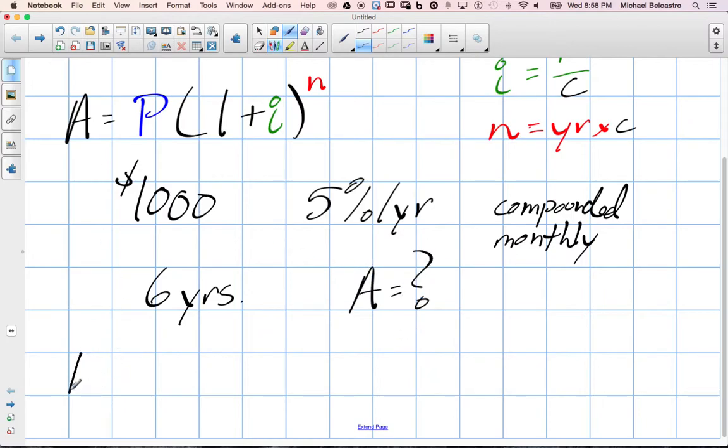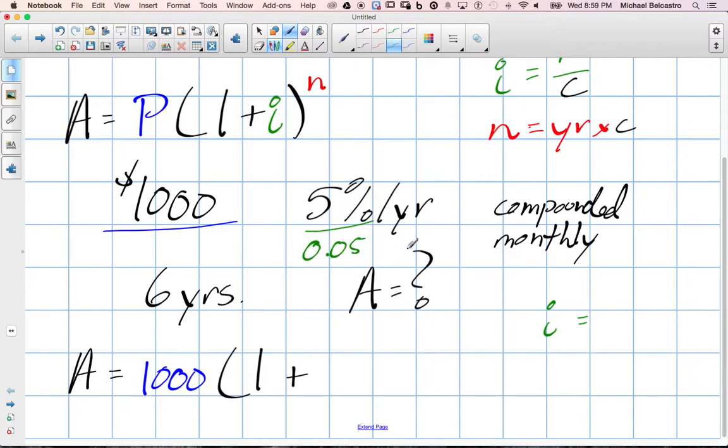Okay. So we have our A. What's our principal here? $1,000. So we have our $1,000. Then 1 plus i. We don't actually know what i is. i is the interest rate. What's the interest rate? 5%. I have to change that to a decimal, so 0.05, divided by the compound period.